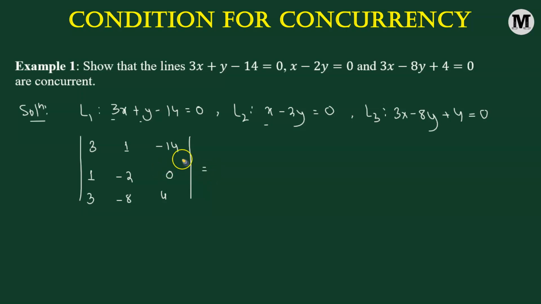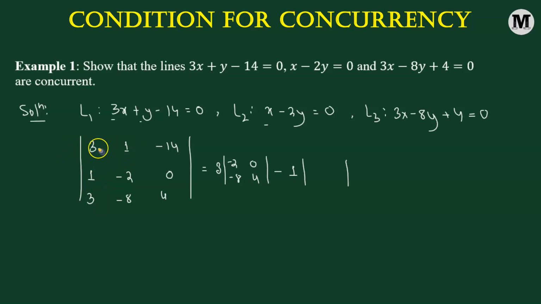Okay, now let's expand this determinant along the first row. Here we consider 3. So 3 is going to get multiplied by the 2 by 2 determinant, which is negative 2, 0, negative 8, and 4. Then we have the next term, which is going to be negative 1. This is going to get multiplied by another 2 by 2 determinant.